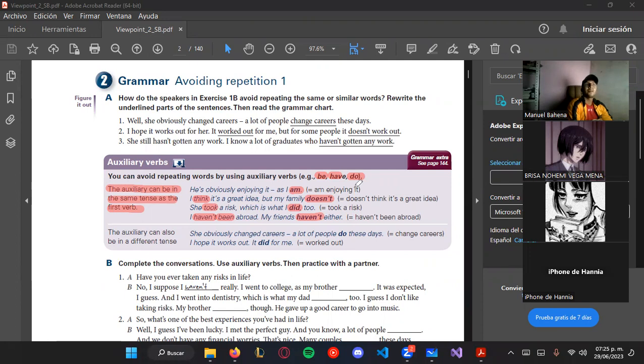Y mi amigo tampoco. Mis amigos, perdón, my friends. Mis amigos tampoco. Haven't either. Y obviamente aquí en lugar de decir haven't been abroad, pues simplemente lo dejo hasta el haven't. Y simplemente le agrego el either para decir tampoco, para dar más énfasis, okay? To give more emphasis on the fact that they also haven't been abroad. Okay? Yes? All good? Excellent. So everyone understood, no questions? Are there any questions? No, teacher. Okay, no questions. Does anyone have any questions?